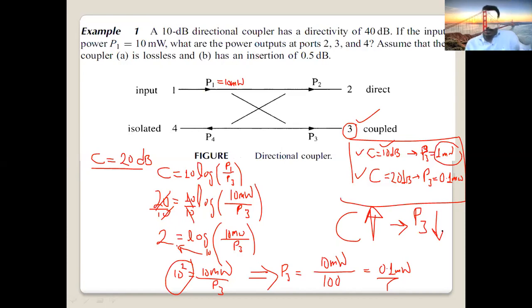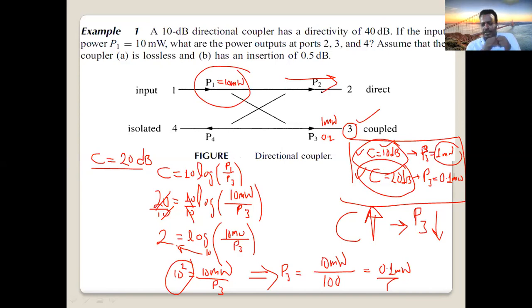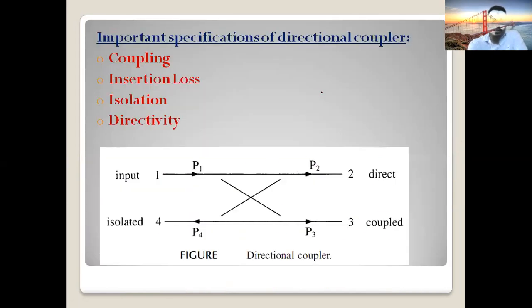Directional coupler with C 10 dB samples 1 milliwatt from what? From input 10 milliwatt. Here we get 1 milliwatt, right? For the coupler with C 10 dB. The coupler with 20 dB samples only 0.1 milliwatt. The remaining will go direct. The rest, 9.9 milliwatt, will transmit directly. Only 0.1 signal is coupled or transferred or sampled to the coupled port. That is what we call C.